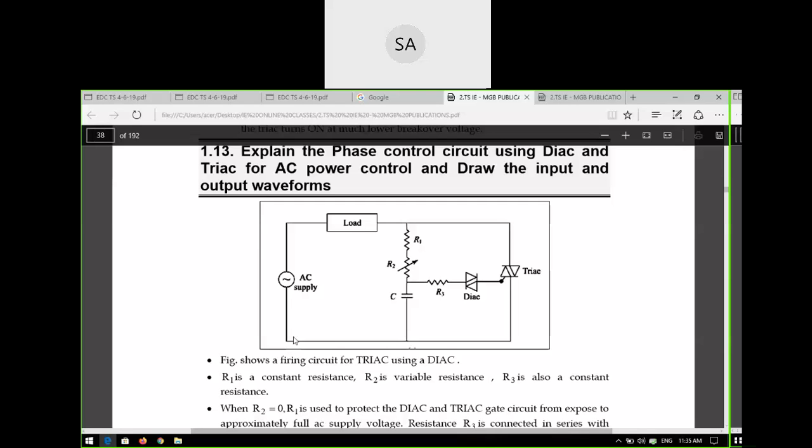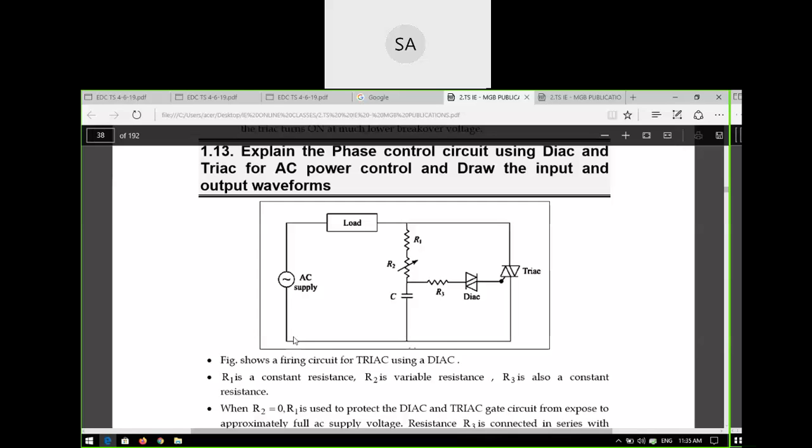So why can't you connect the TRIAC directly? It should be turned on using a DIAC only, because the DIAC is used as a triggering device for the TRIAC. One terminal of the TRIAC you have to connect to the gate of the TRIAC, and the other terminal you have to connect to the constant resistor R3. The series combination of R1, R2 and the C decides how much time it will be on and how much time it will be off. So that is the time constant.